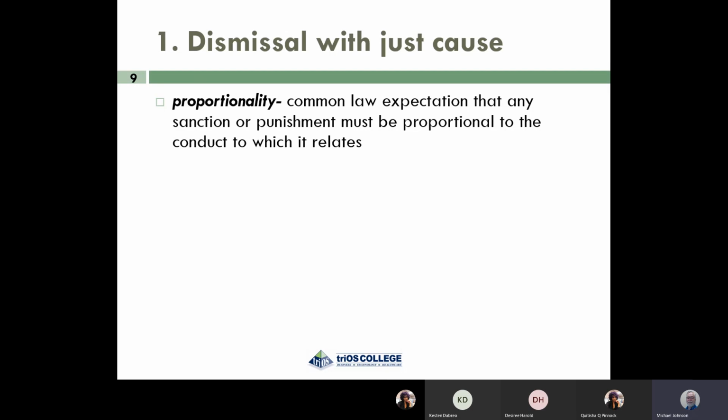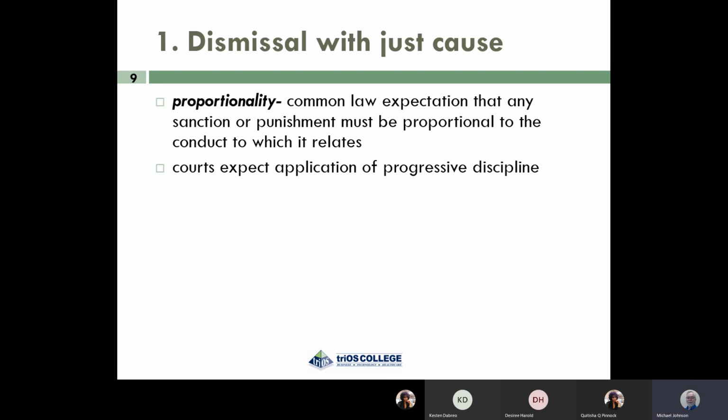Proportionality is the common law expectation that any sanction or punishment must be proportional to the conduct to which it relates. So yes, you can dismiss somebody, but there has to be rationality for it. And it must be, let's say, on a level playing field with everyone else in that particular organization. So the punishment has to fit the crime in a sense. It has to be proportional to the conduct, whatever that conduct happens to be.